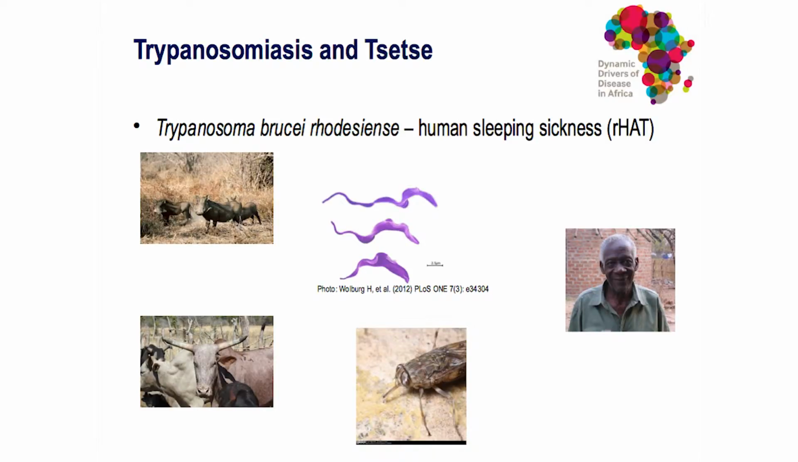Human infection is possible. In this part of Africa, there's only one trypanosome that infects humans. That's Trypanosoma brucei rhodesiense, the cause of human sleeping sickness, which is a fatal condition if not treated, and most patients die within 6 months. But infection in humans is generally spillover. Humans don't form part of the reservoir, in contrast to the animal hosts.